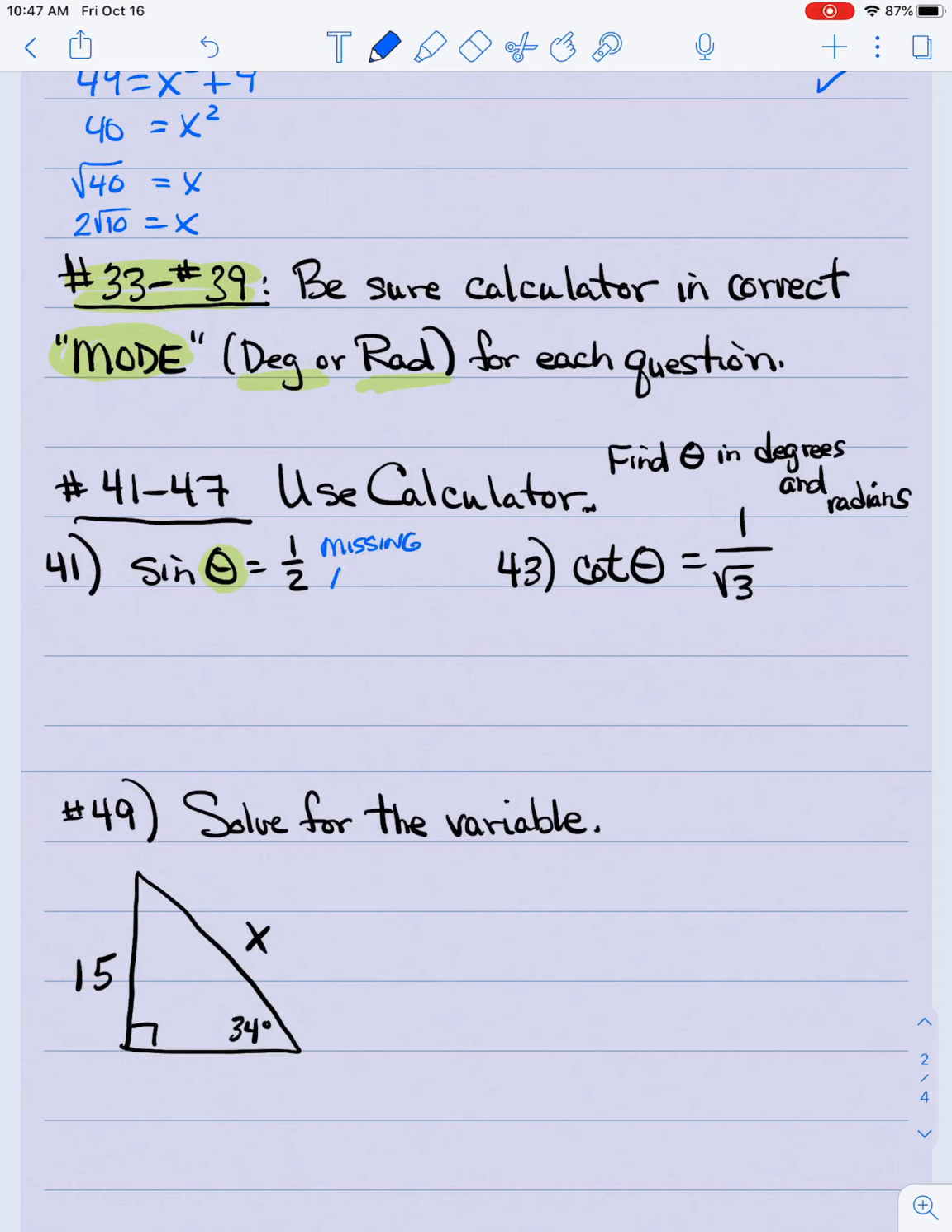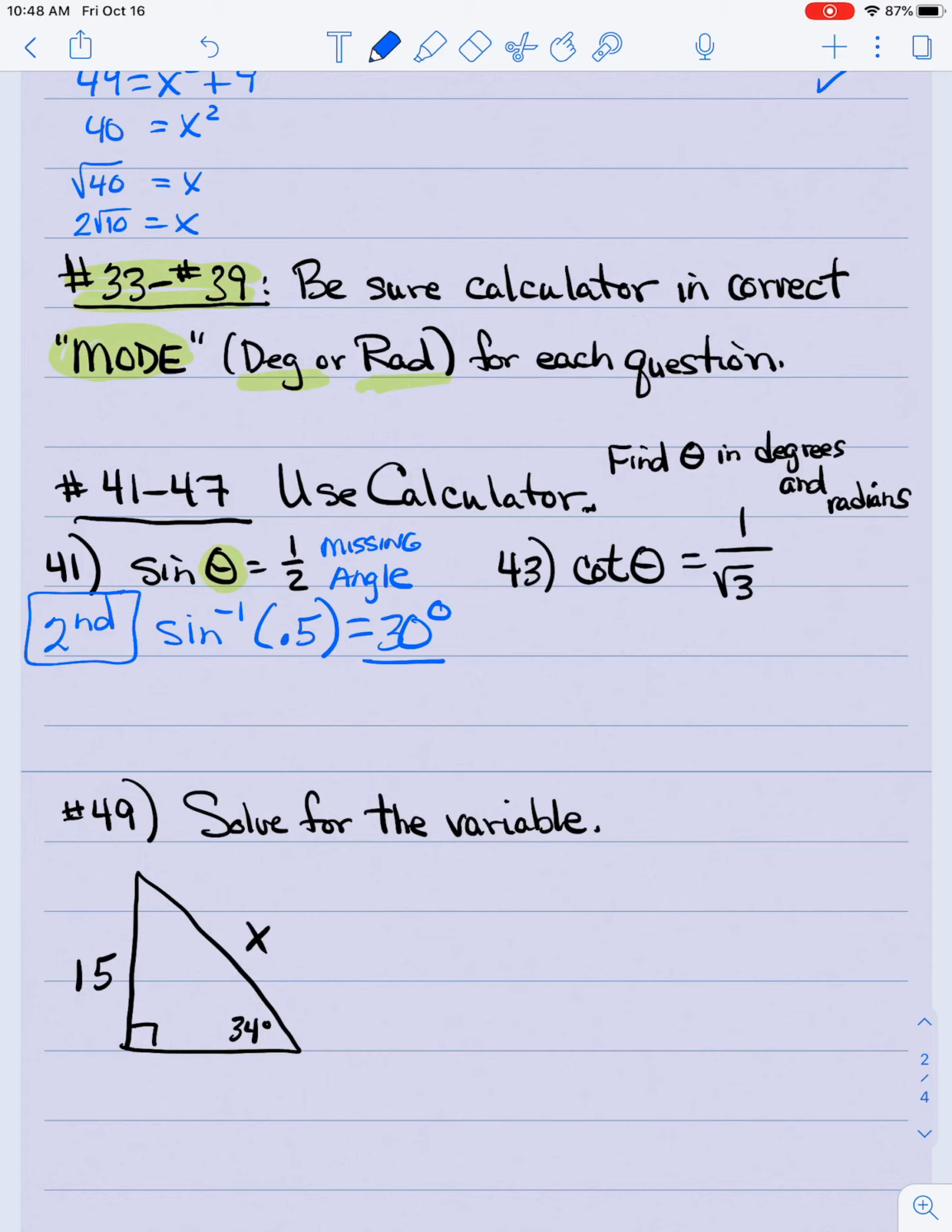So whenever that angle is missing, you have to use the second function, the inverse sine or whatever your function is. So it looks like that on your calculator screen. Then you put the ratio in. So I'm going to just do 0.5 for 1/2. So second sine, it comes up with a little inverse symbol, 0.5. And if you do that on your calculator, it should come out to be 30 degrees.